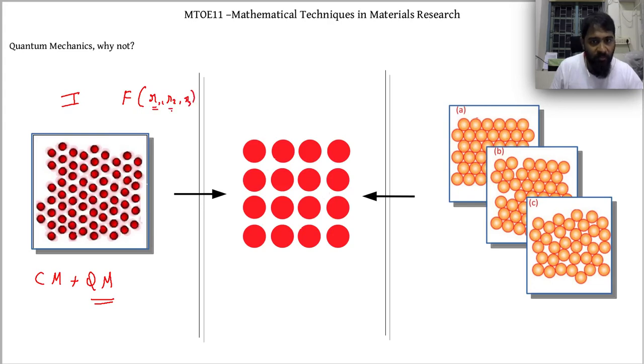So R1, 2, 3, let them be the positions, and the force field. This force field comes from quantum mechanics. The stable positions of the atoms come from classical mechanics. So I can use classical mechanics to allow the movement of my atoms and finally settle down, and I can use quantum mechanics to calculate the force field.